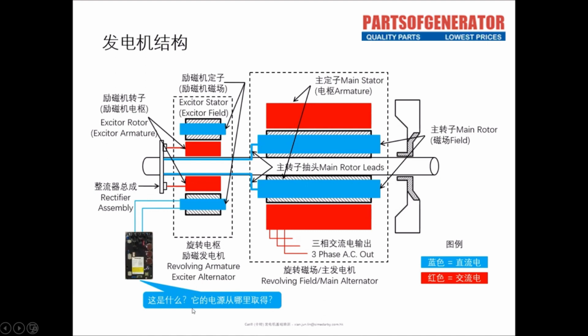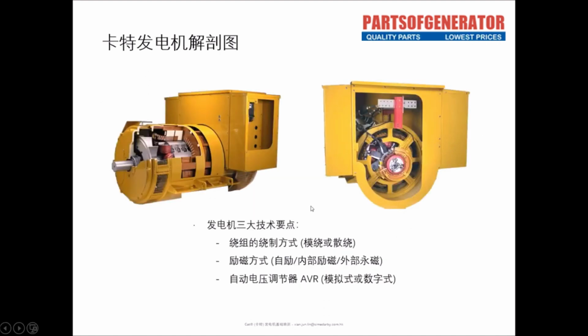There is another component in the lower left corner. What is this component? This is what we often call AVR, Automatic Voltage Regulator. So what we draw here is relatively simple. We only draw the two output lines, F1, F2.